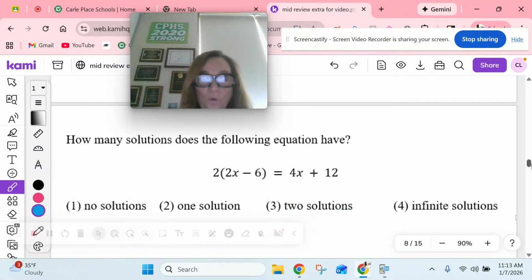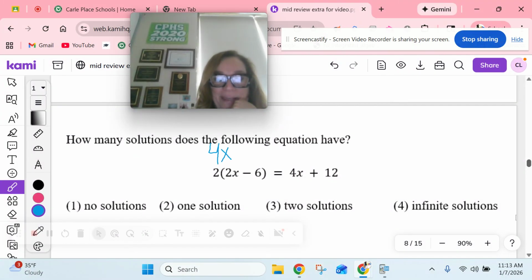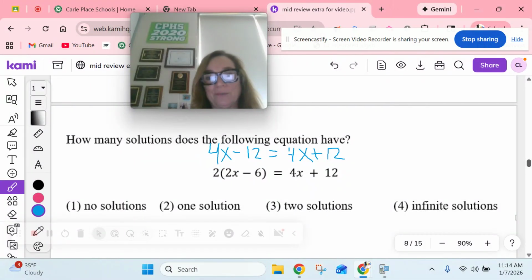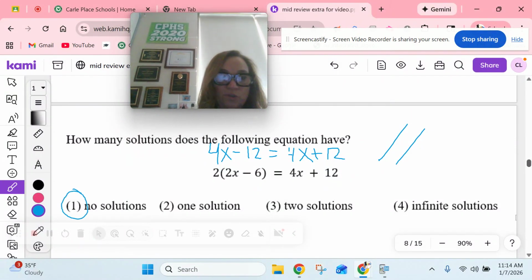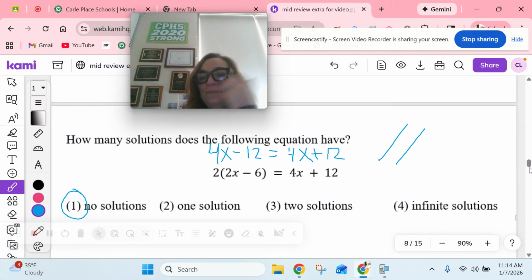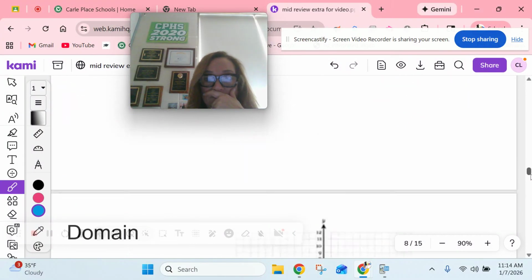All right, how many solutions does it have? Okay, you can use your calculator for this. You can type the left side into y sub 1 and the right side into y sub 2. And if they cross, there's a solution. But you can also just evaluate by inspection. 2 times 2x is 4x, 2 times -6 is -12. All right, so they have the same slope, but they have different y-intercepts, which means they are parallel. Parallel lines never intersect, so that's no solution. Okay. Negative 12 will never equal positive 12.